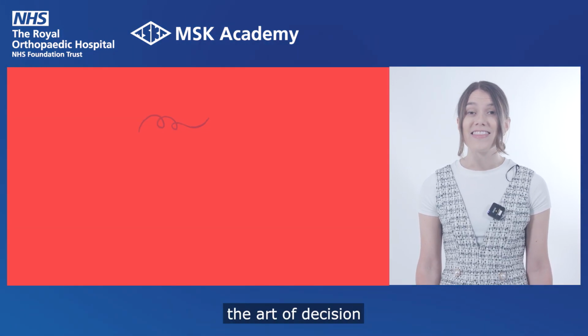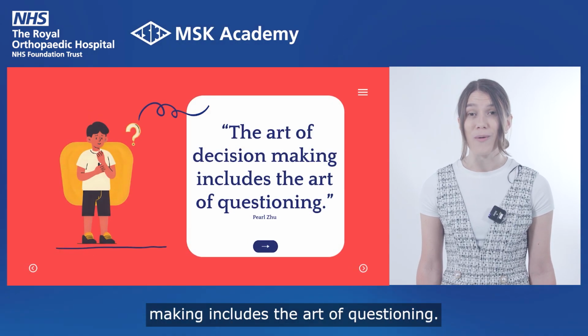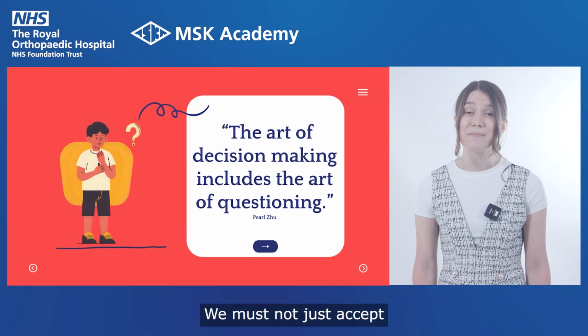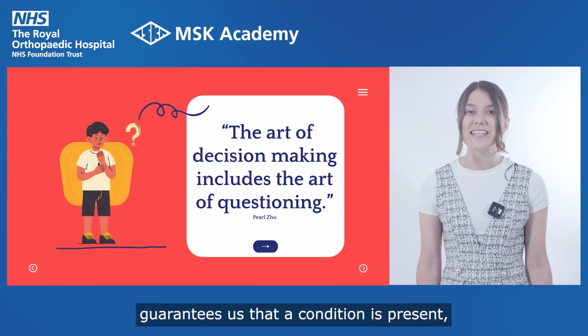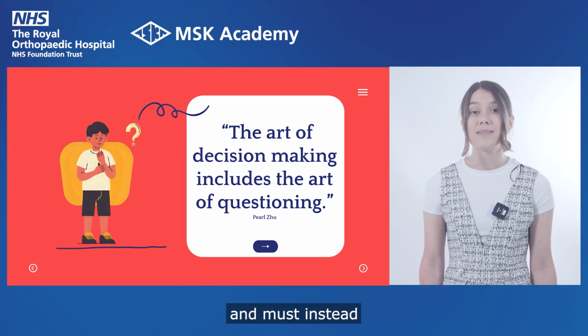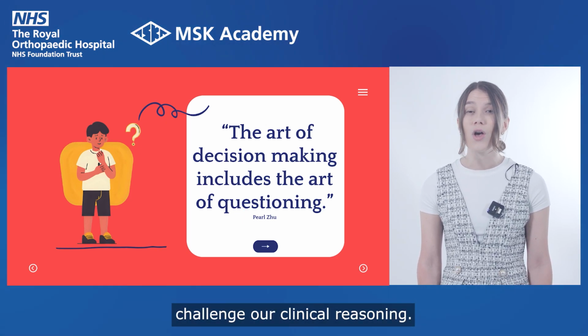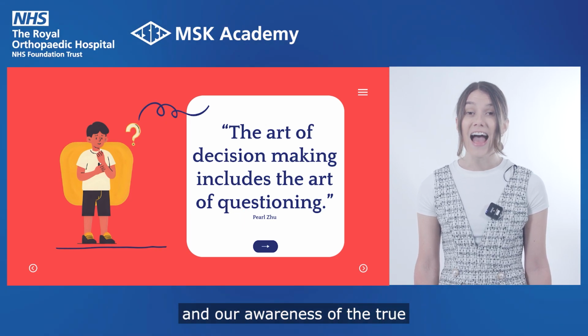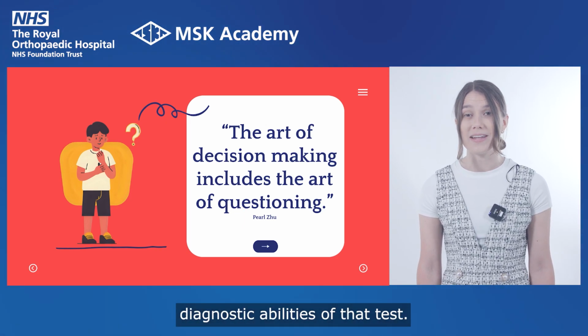And remember, the art of decision making includes the art of questioning. We must not just accept that a positive special test guarantees us that a condition is present, and must instead challenge our clinical reasoning with all available information and our awareness of the true diagnostic abilities of that test.